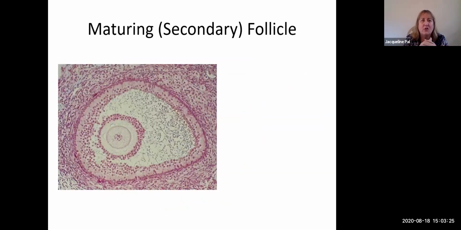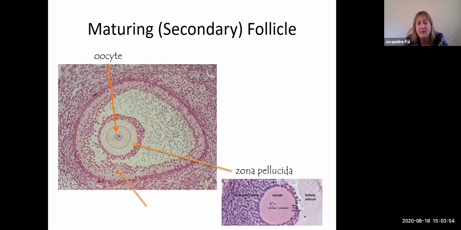So let's look closer at a secondary follicle, which is sometimes known as a mature follicle. This right there, we're going to do this question and answer, so don't move on until you know what it is. Yes, that's the oocyte. And you clearly can see its nucleus, and you clearly can see its plasma membrane. So what is this second arrow pointing to? Yes, that's the zona pellucida, the acellular area.